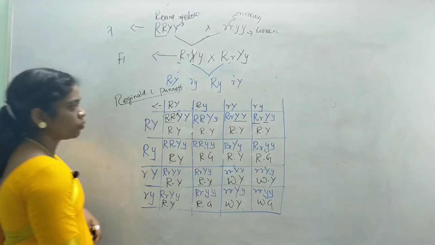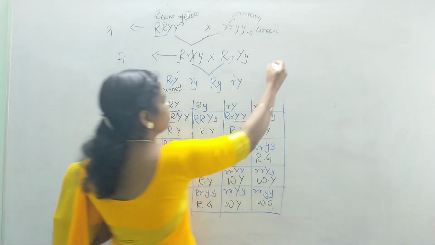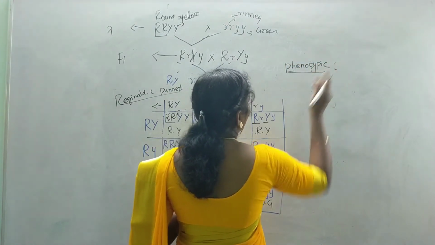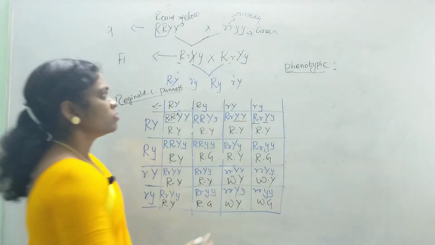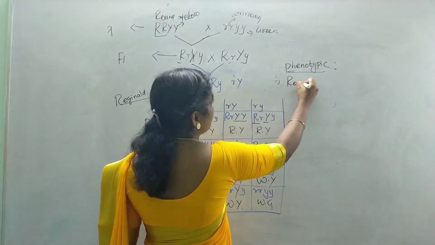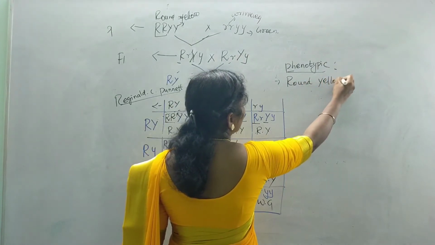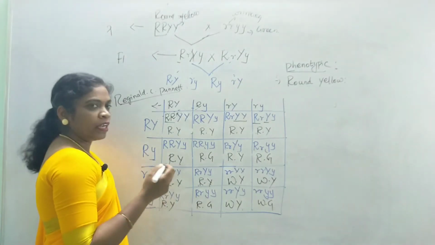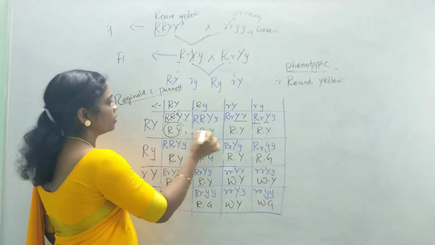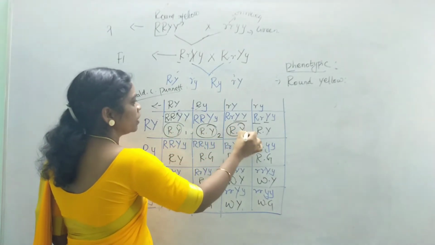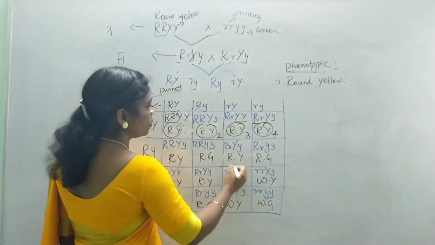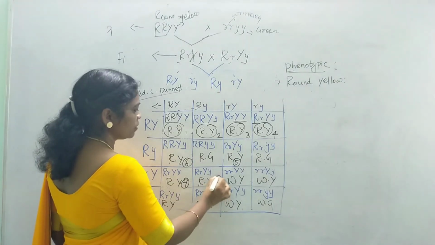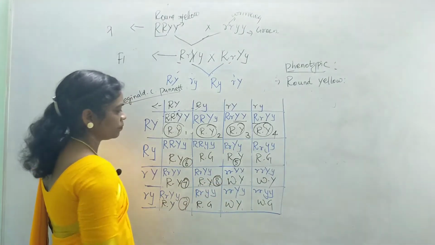Okay, so we have to write the phenotypic ratio here. We have to find out 4 probable offspring. So we'll start with round yellow and count how many round yellows there are. The first ratio should start with the dominant character. Round yellow 1, round yellow 2, here it is 3, 4, 5, 6, 7, 8, 9.